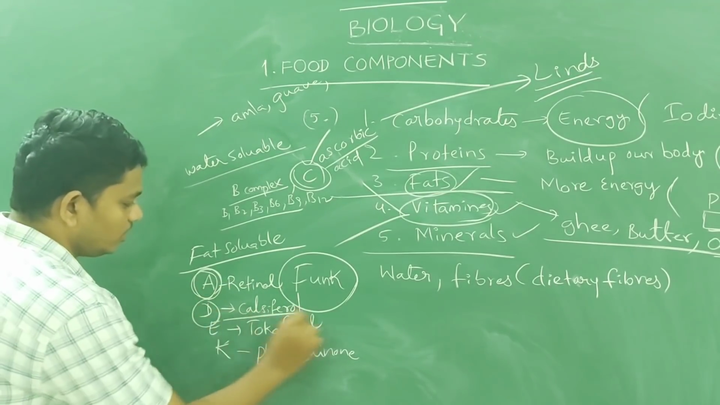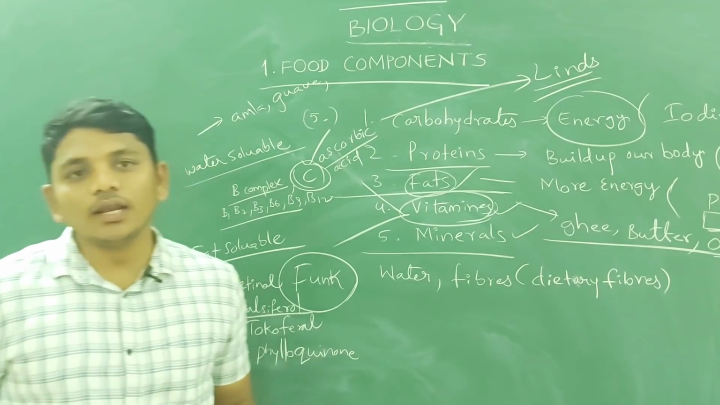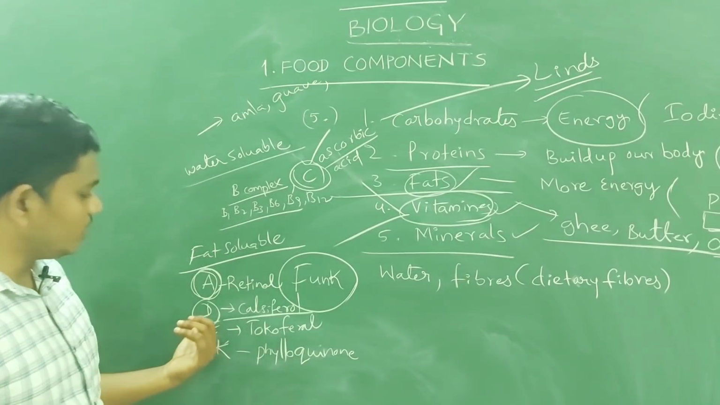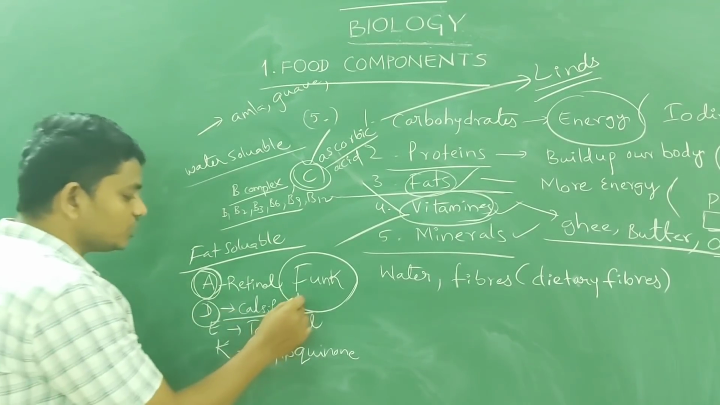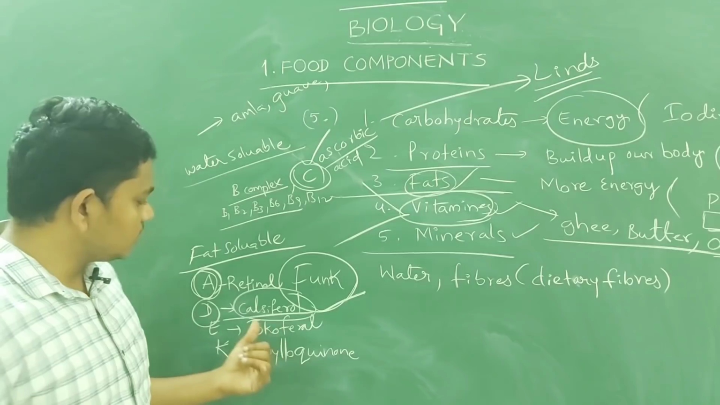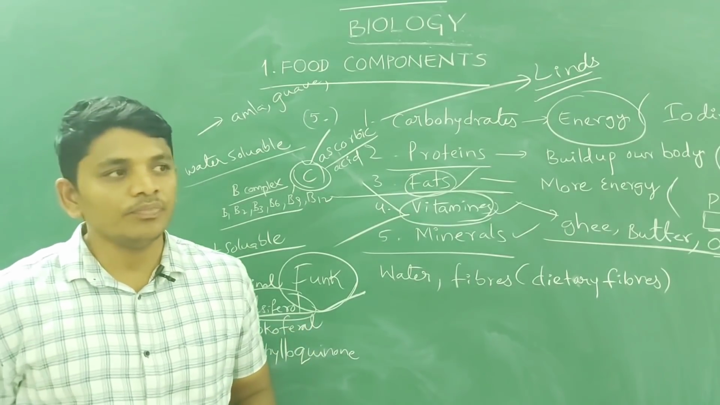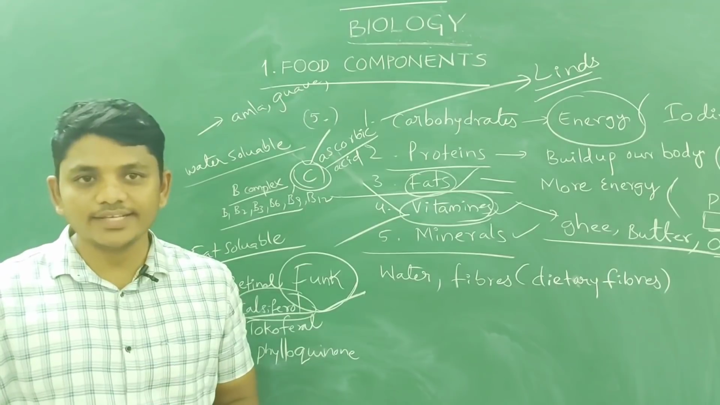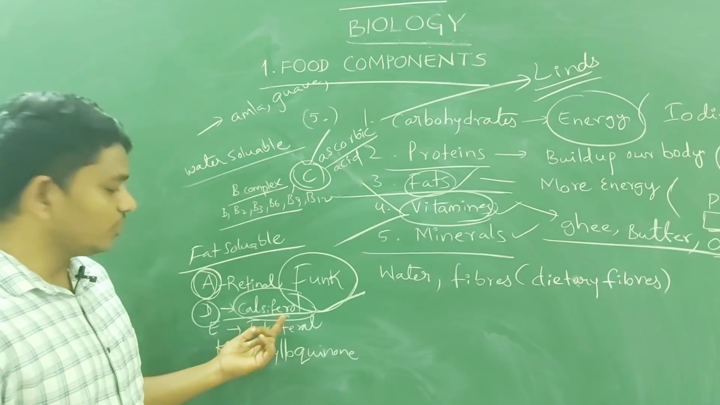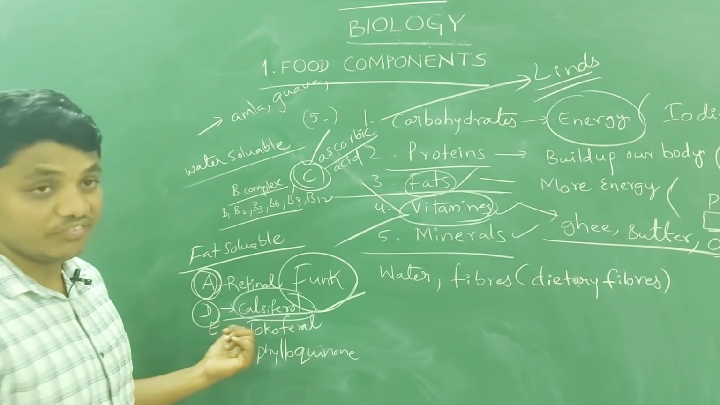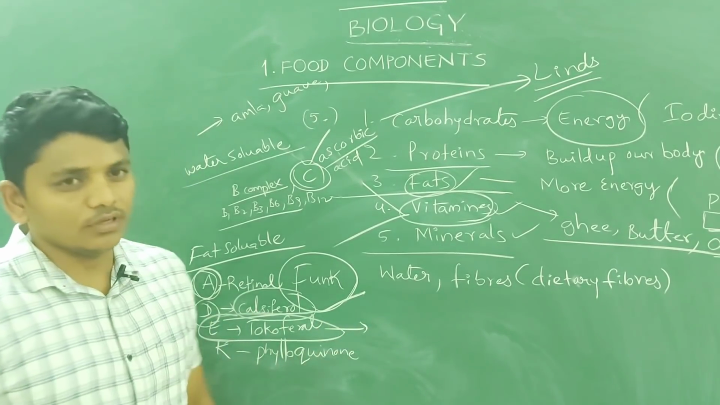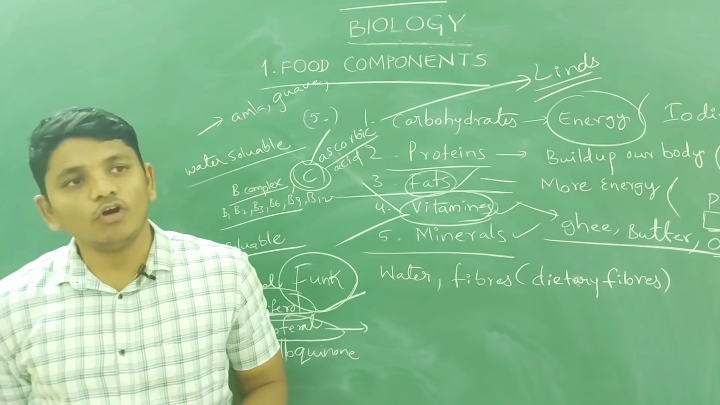And D vitamin is calciferol. For better growth of our bones and our body, D vitamin is very essential. So calciferol is very important for the growth of our bones. It is widely available in sunlight and also in eggs, meat and milk. In these you can find much calciferol, which means D vitamin. And E vitamin, or tocopherol, is widely available in oils.